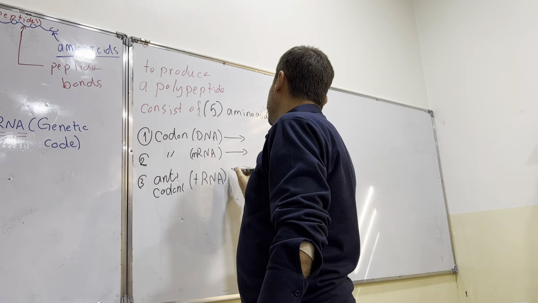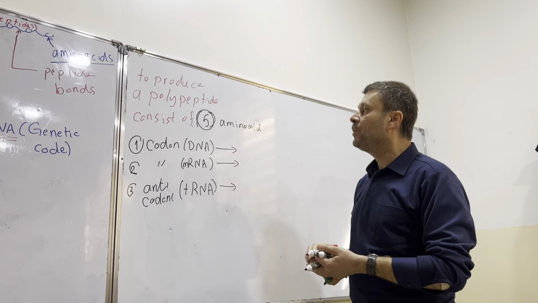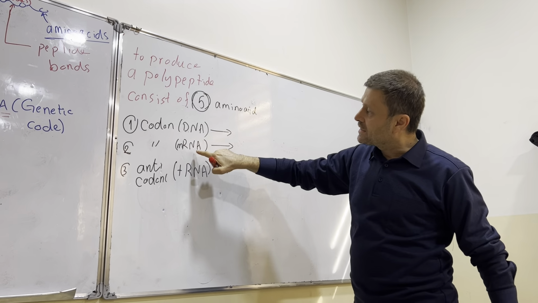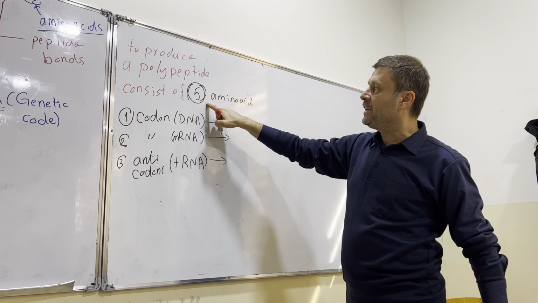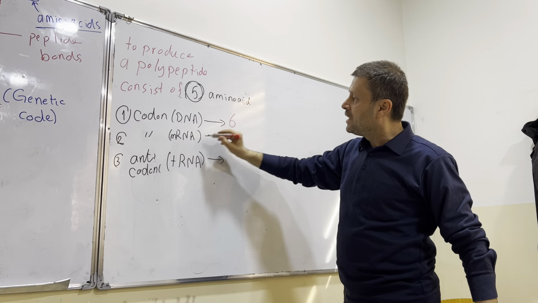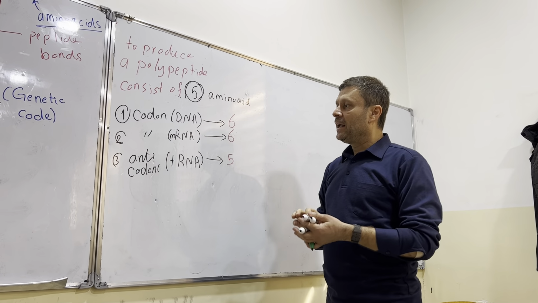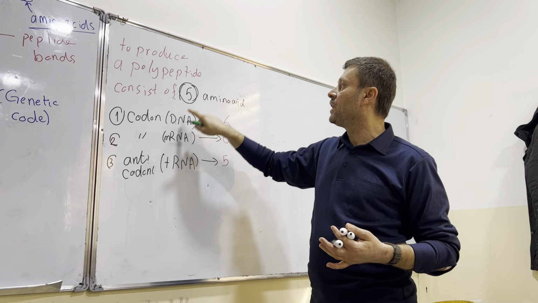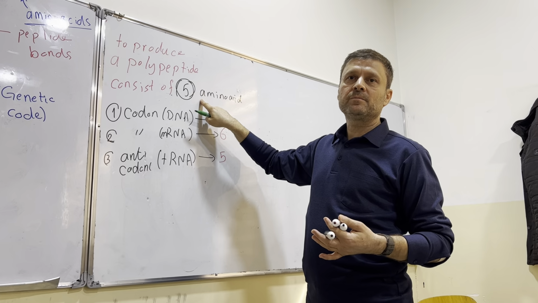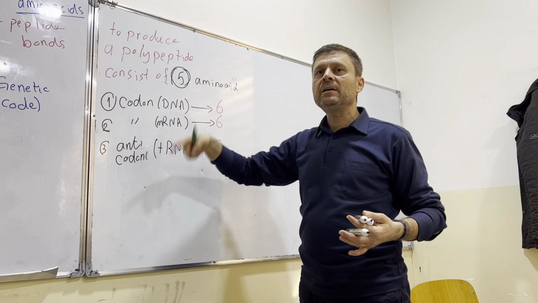Let's say DNA, 10 amino acids, right? You need how many codons on DNA? Codons on mRNA, anticodons on tRNA. The number of anticodons equals the number of amino acids, right?